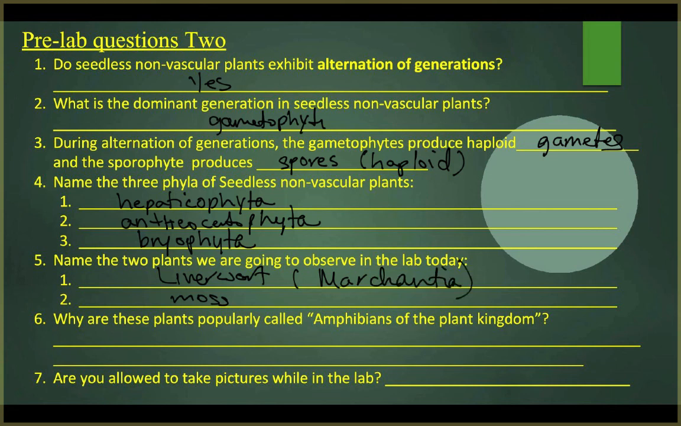Why are these plants popularly called amphibians of the water kingdom? And basically it's because they are located close to water and use it to reproduce. We need water for that, for the sperm to be able to flow into the female reproductive organ. And I kept this in there when I got the lab from the department. It was still in there and I kept it because I felt it was important.